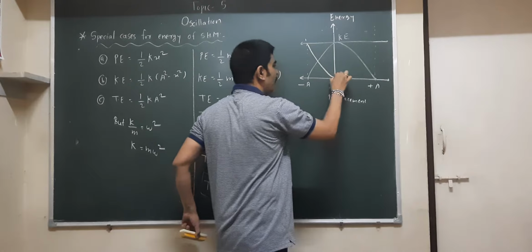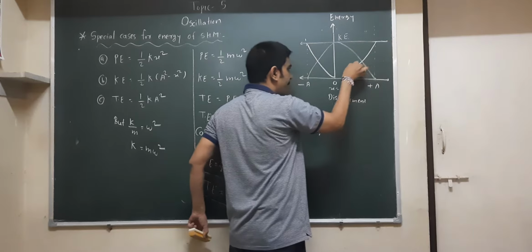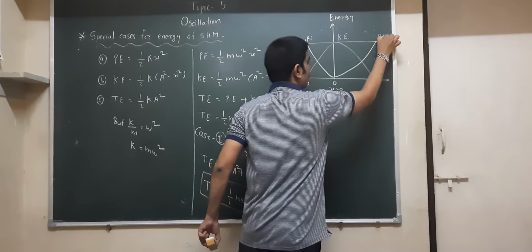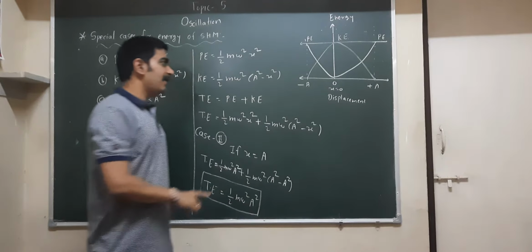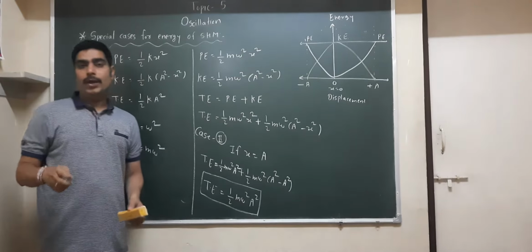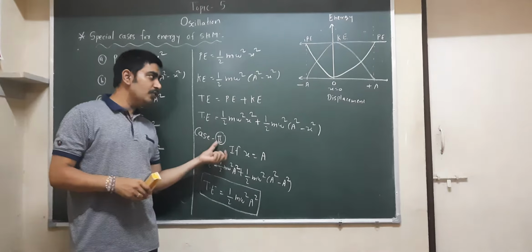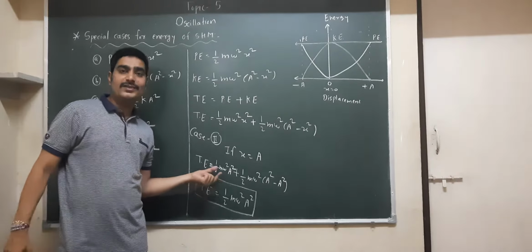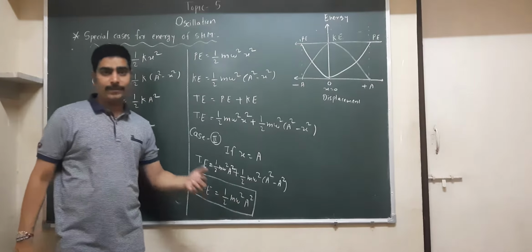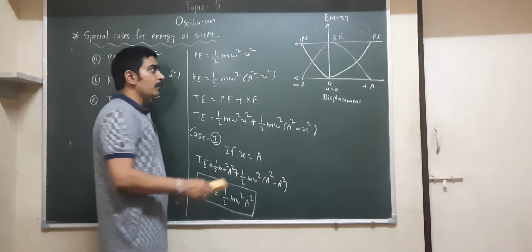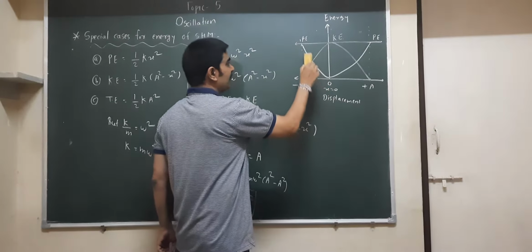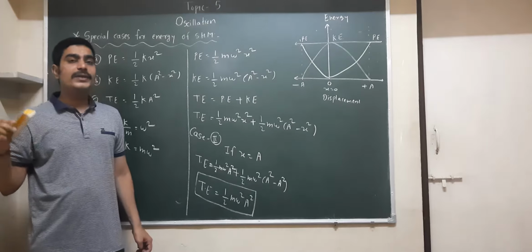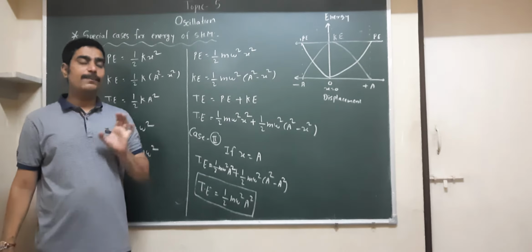So we can plot the graph in this way. So here is the potential energy. So based on this graph, we can draw a conclusion whether the particle is at the mean position or extreme position. In both the cases, total energy is half m omega square a square. It will indicate that if the potential energy is increasing, the kinetic energy is decreasing, but the total energy will always remain constant. That is a very important conclusion.